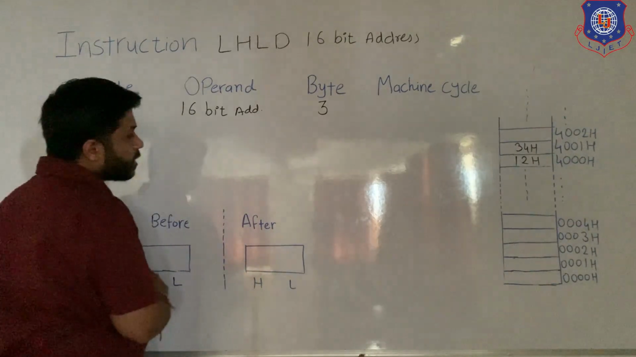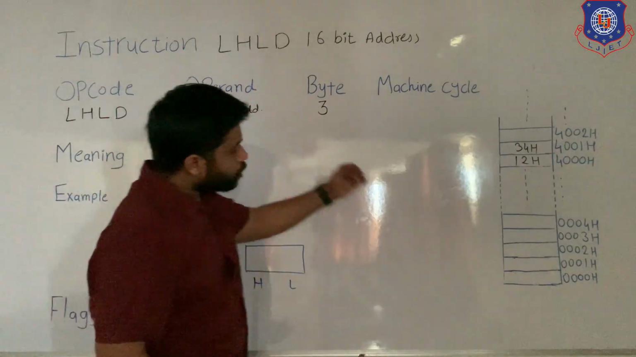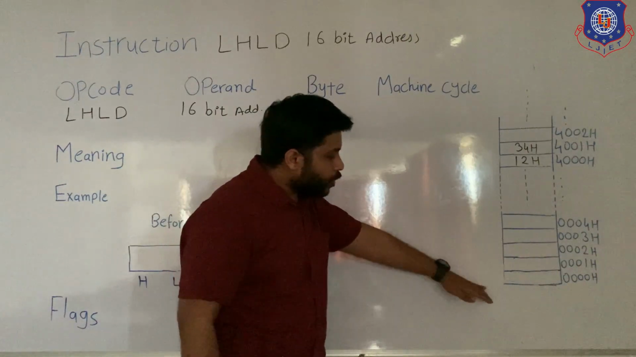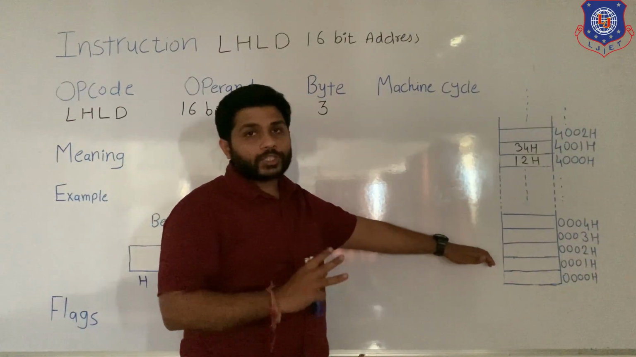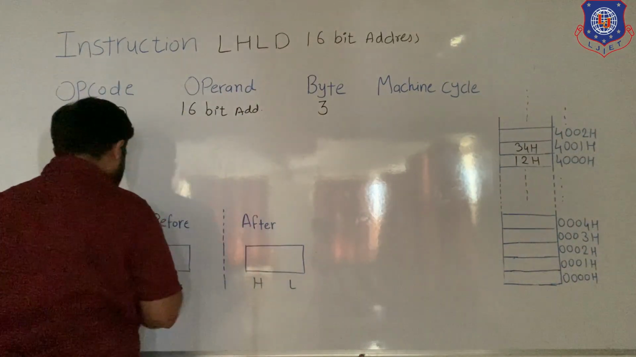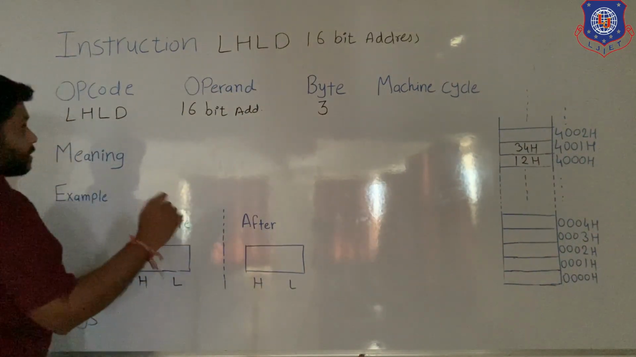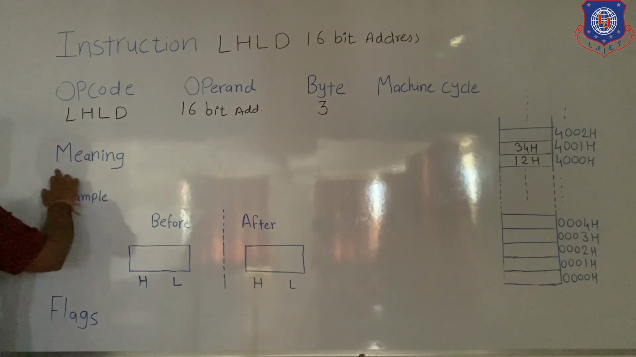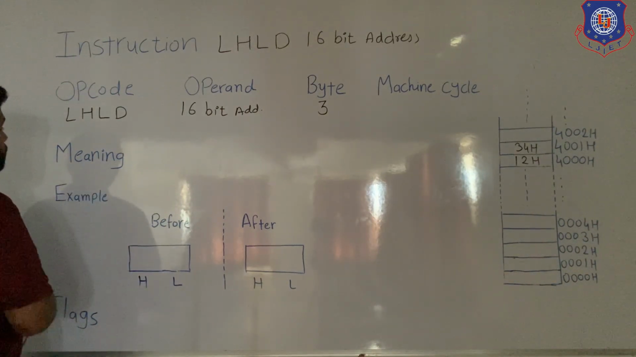What is the meaning of a 3 byte instruction? When this instruction is stored in the memory, it will occupy 3 consecutive memory locations. So that is the meaning of 3 byte. Machine cycle, we will get to that a bit later. Let's first see the meaning of the instruction.